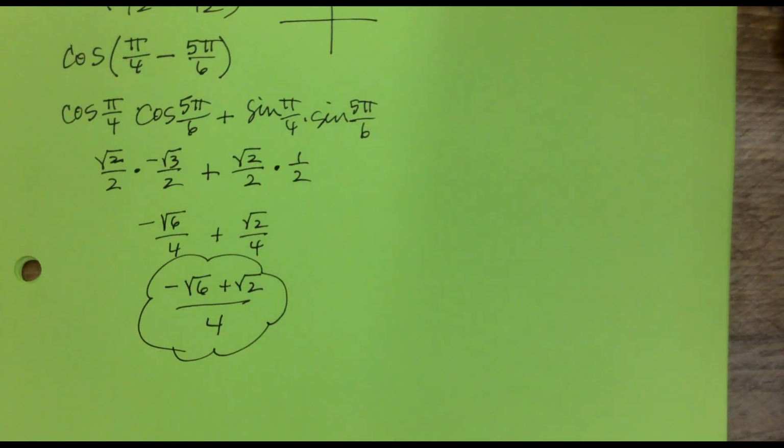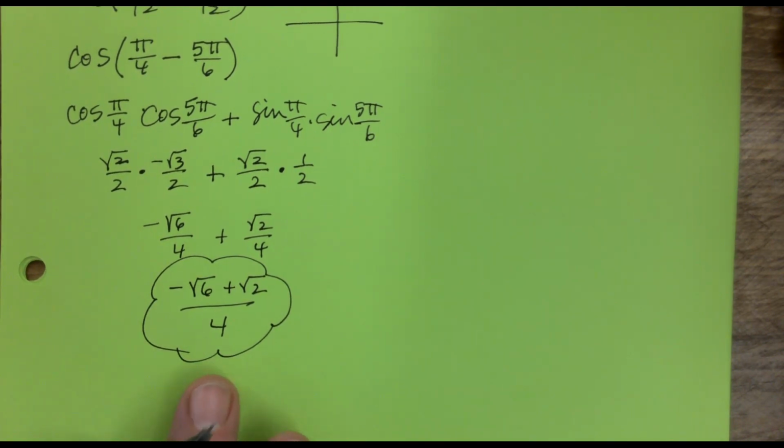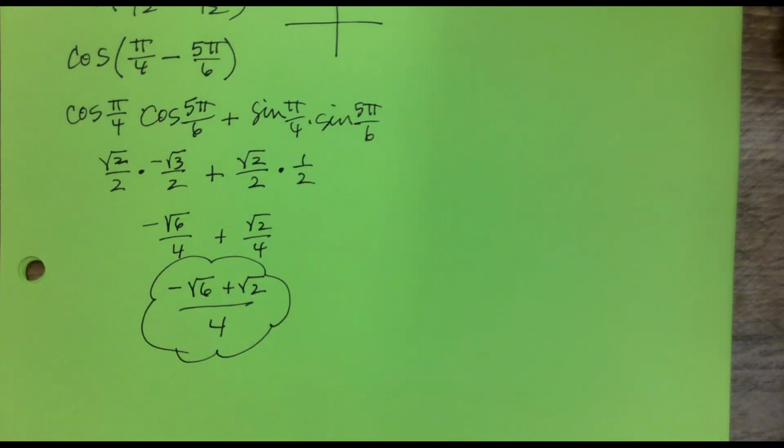Did it look similar to the first one that we did, the first sine that we did? Yes. Will they all look like this? Yes. All that might change is the square root of 6 and the square root of 2 and the pluses and minuses between them. We have one more that we're going to do together, and then I'm going to let you try on your own.